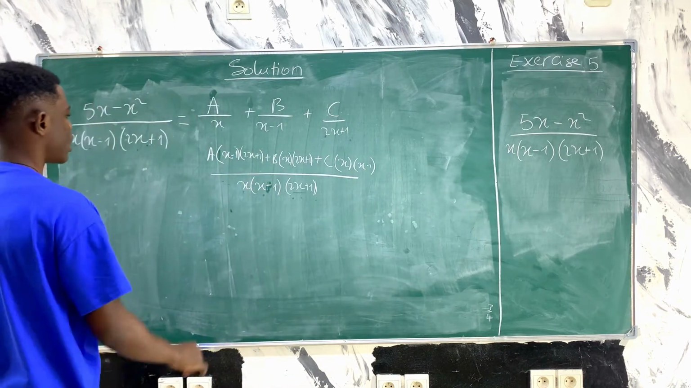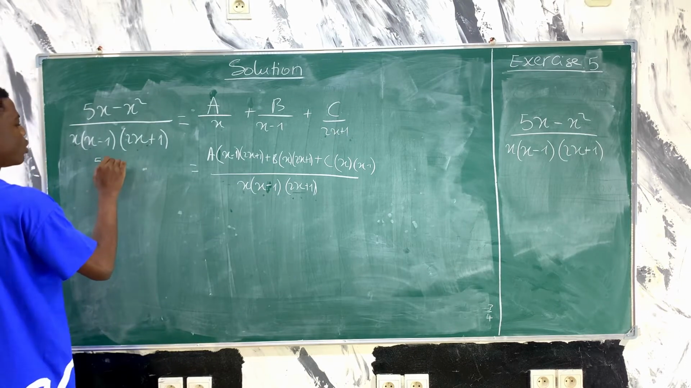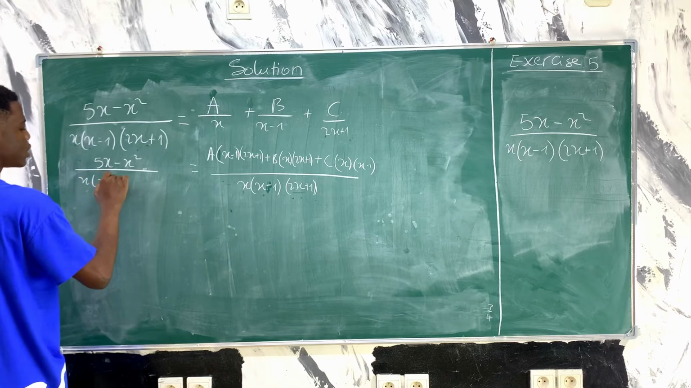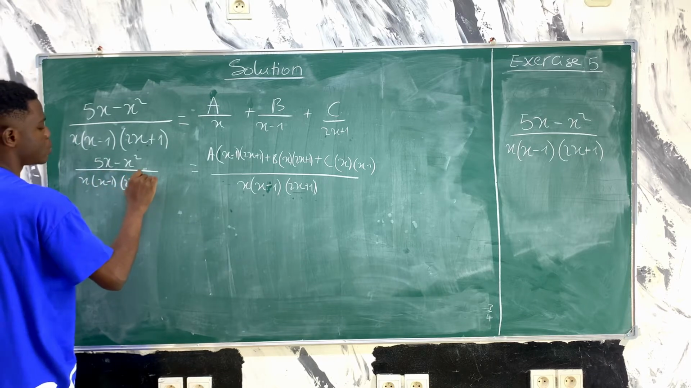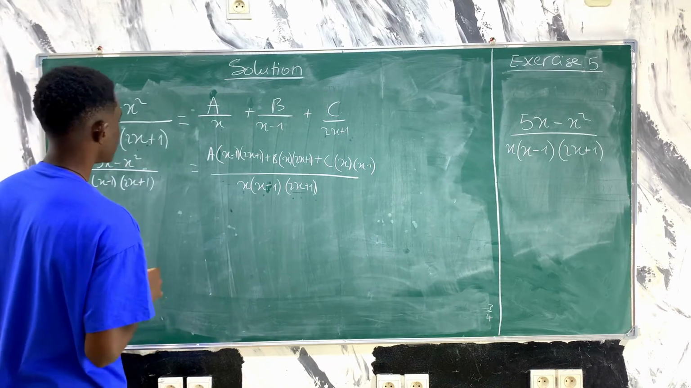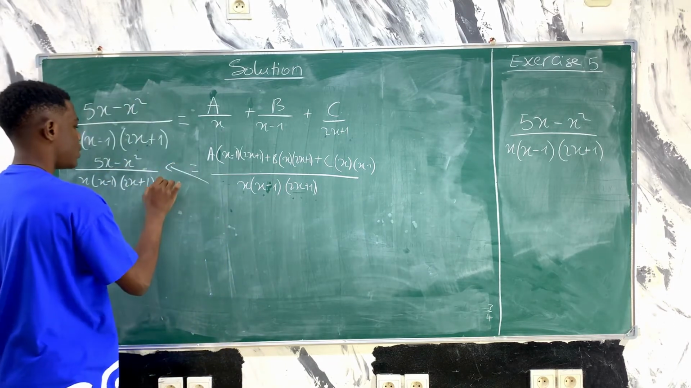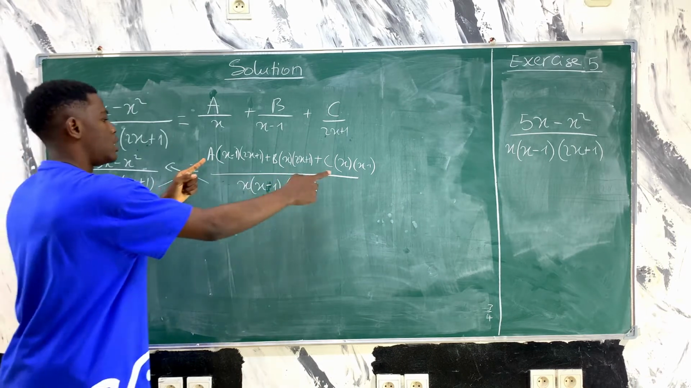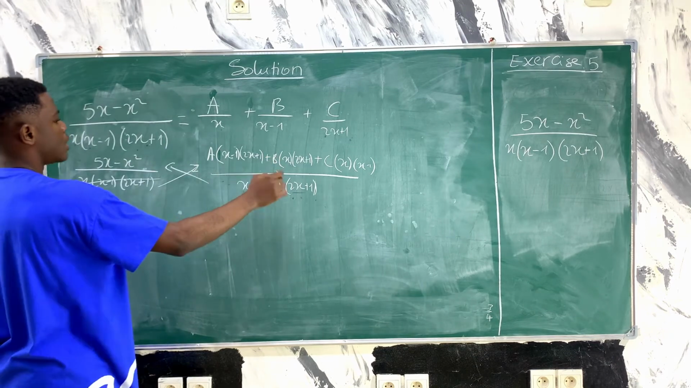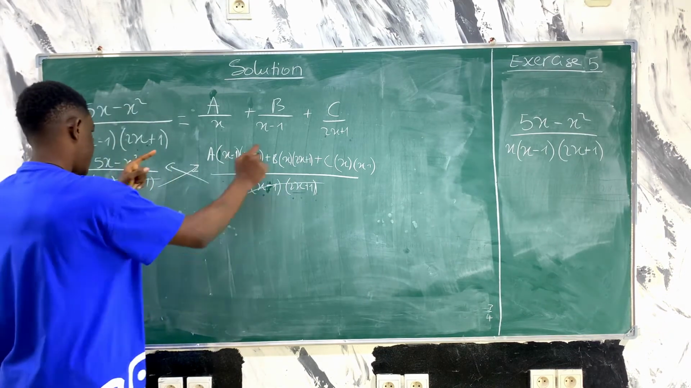When I have it like that, I can recopy the left side, as nothing has changed here. So I'm going to have 5x minus x squared all on x into x minus 1 into 2x plus 1. Just like that. So what next am I going to do? I'm going to do my cross multiplication. When I cross multiply, this will come here and this will come here, and the denominators will cancel because they are actually the same things and I'm multiplying everything.